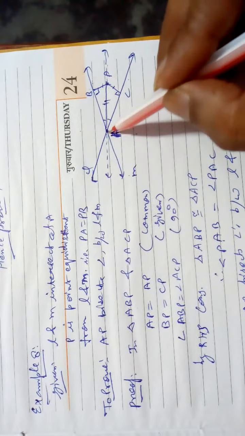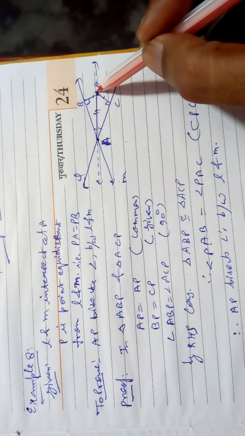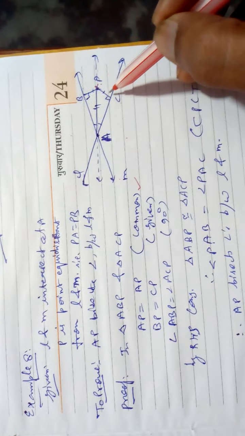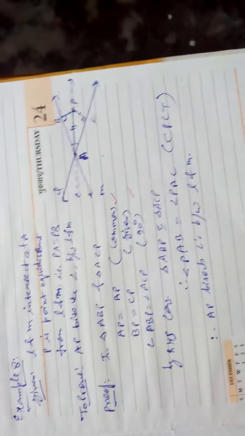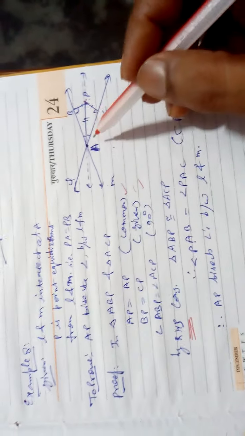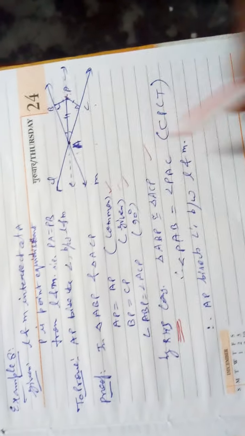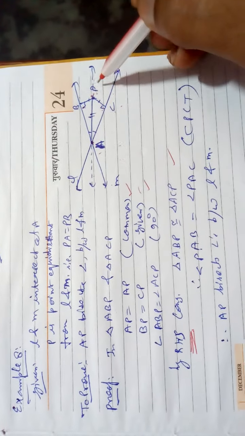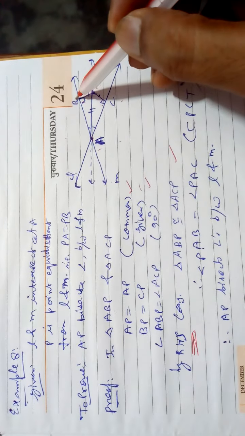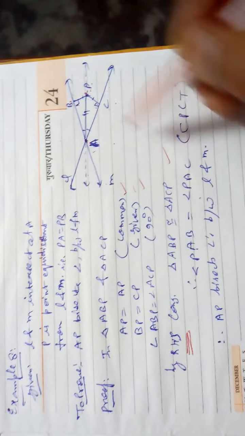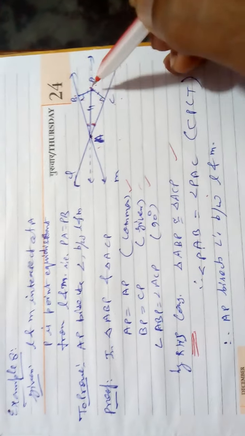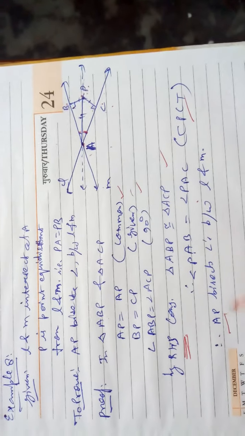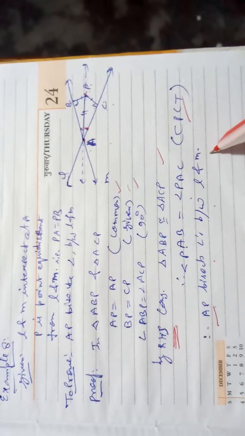So ABP and ACP are triangles. PB equal to PC, given. AP equal to AP, common. One angle 90 degrees because of altitude. So by RHS congruency, ABP congruent to ACP. So by CPCT, angle PAB is equal to angle PAC. These two angles are equal by CPCT. It means AP is the bisector of angle BAC. So we can say AP bisects the angle between L and M.